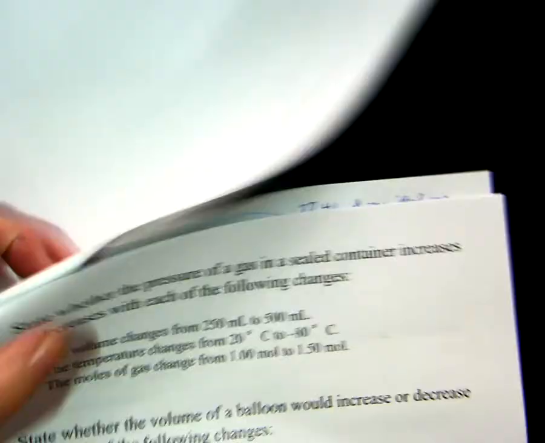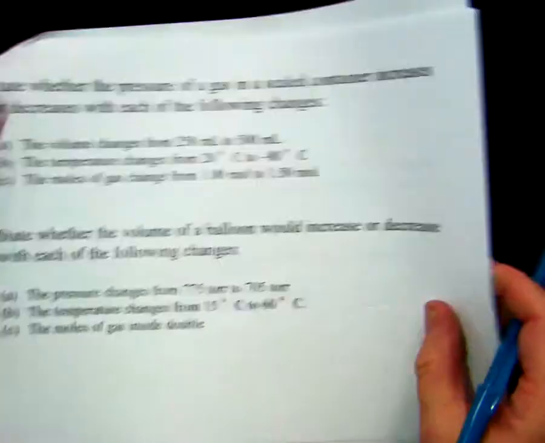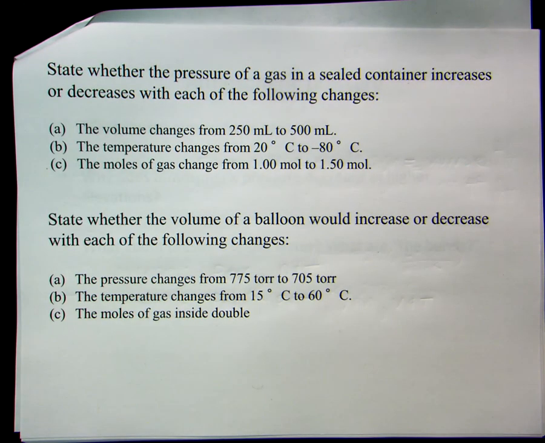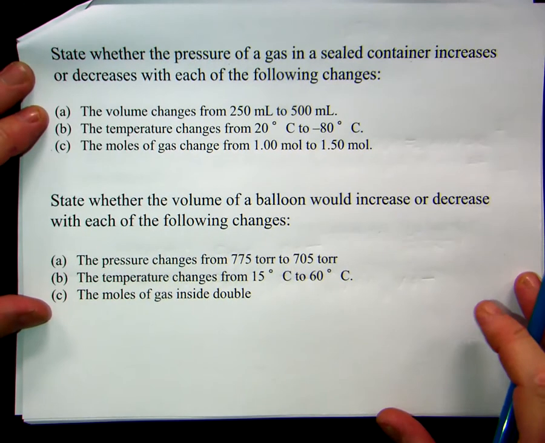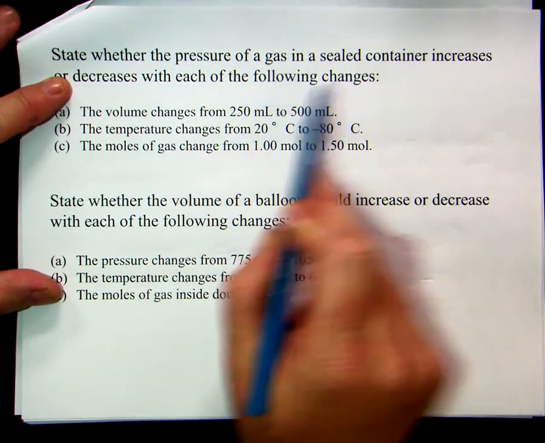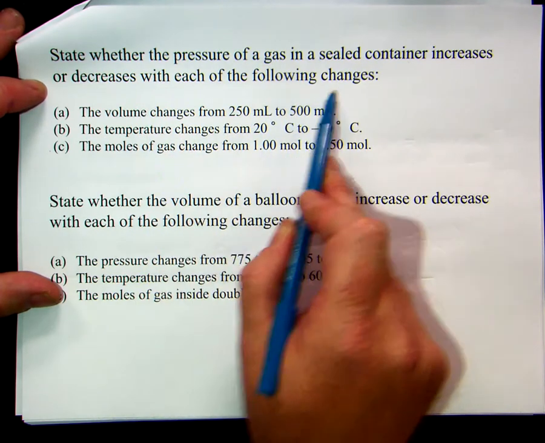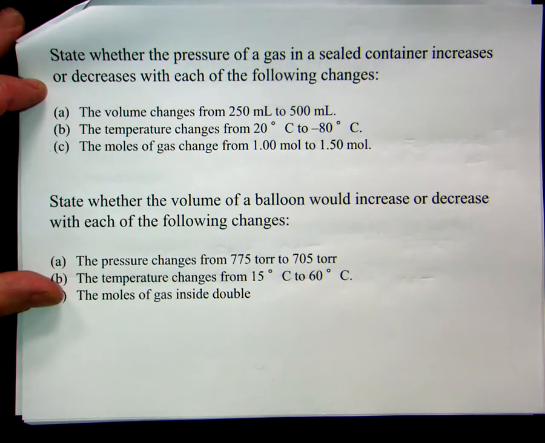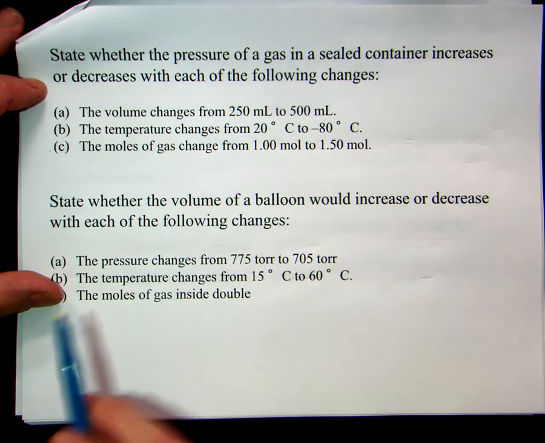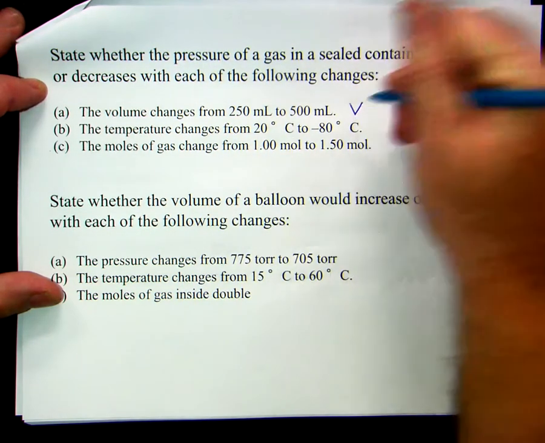Now we're just going to look at some very straightforward questions, and these types of questions will be on your exam. So these are those questions that you read them, you either know it or you don't, and you can answer it in just a matter of seconds and save your time for the more challenging questions. So what it's asking is whether or not the pressure of a gas in a sealed container would increase or decrease if these changes happened. So the volume is changing from 250 to 500 milliliters. So that's what's happening to the volume.